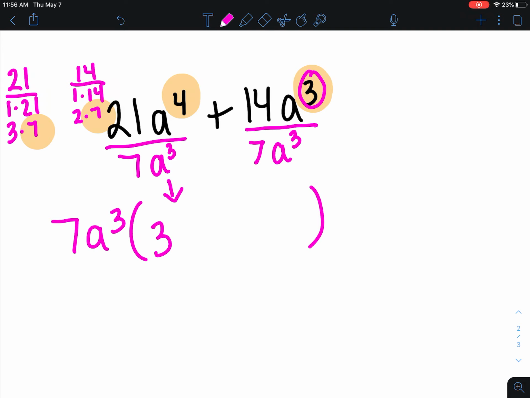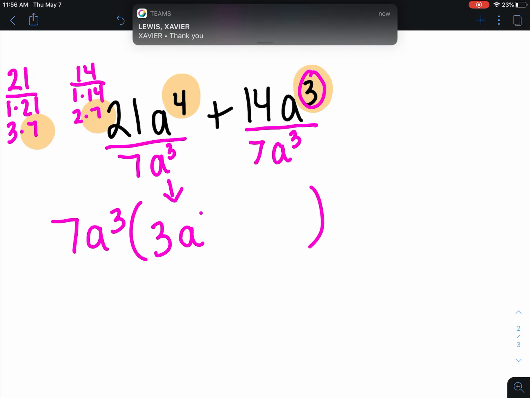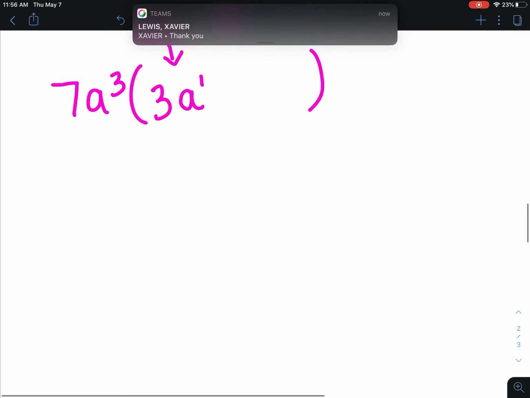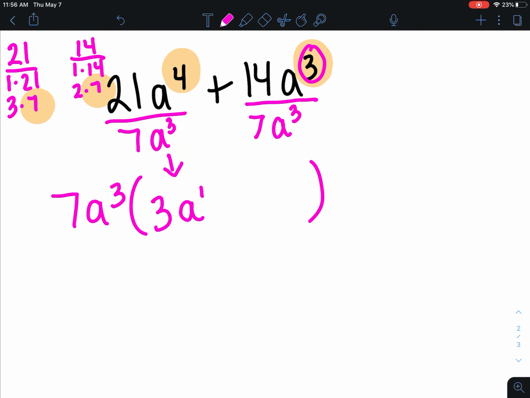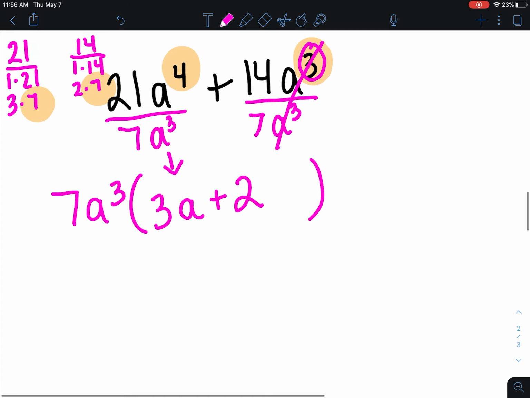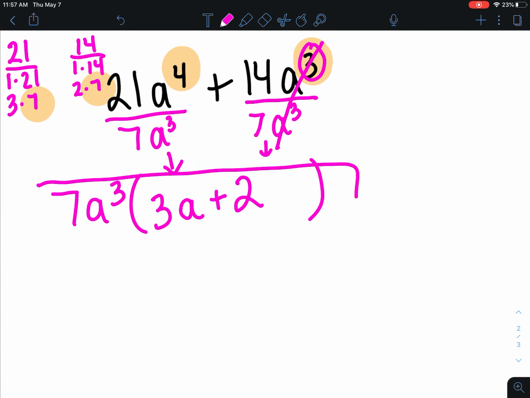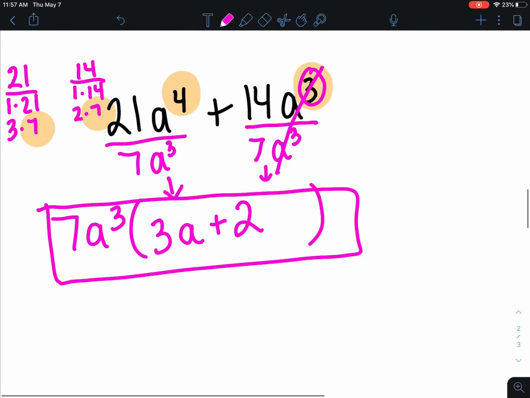21 divided by 7, that's 3. A to the power of 4 divided by a to the power of 3. That's the same thing as saying 4 minus 3. 4 minus 3 is 1, so that's the same thing as a to the power of 1. Remember, we don't always write that exponent of 1, we just leave it out. Plus 14 divided by 7 is 2. And a to the power of 3 over a to the power of 3 is the same thing, and simplifies to just 1. So this is my final answer.